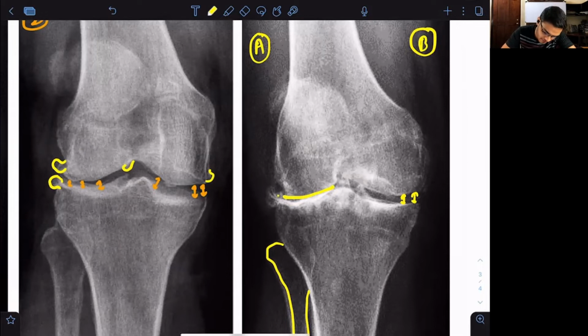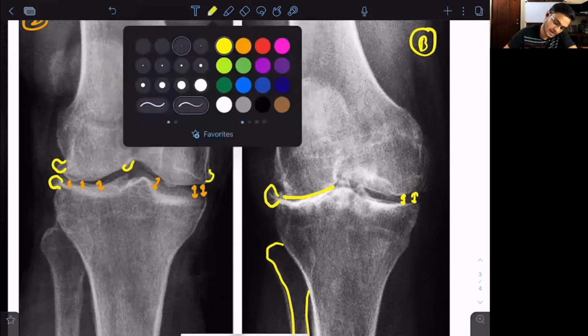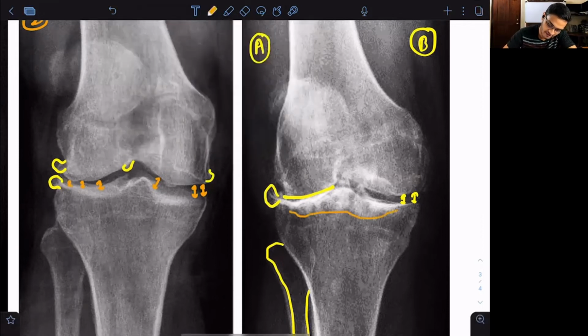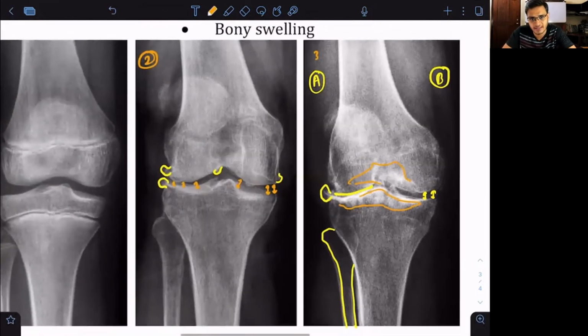Here, guys, apart from that, look at this structure, right? This is an osteophyte, right? Osteophyte, and look at this. This is significant sclerosis, guys. Maybe somewhere here also, right? Sclerosis, right? Subchondral sclerosis that we talked about, right? Subchondral sclerosis.